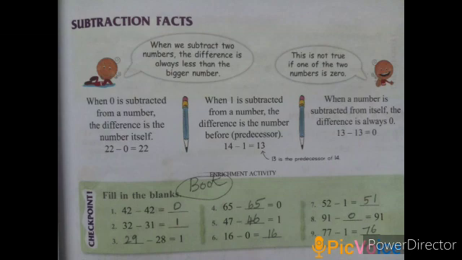First one is 42 minus 42 is equal to 0, since it is the same number. Second one is 32 minus 31 is equal to 1, because when we subtract the predecessor number we get 1. Third one is dash minus 28 is equal to 1. When the answer is 1, we should subtract from the successor number, so 29 minus 28. Fourth one is 65 minus dash is equal to 0.